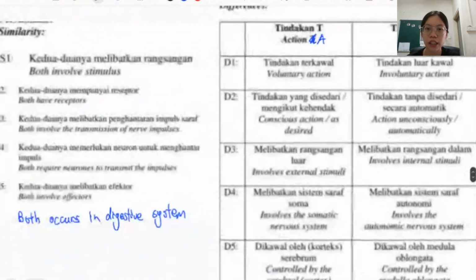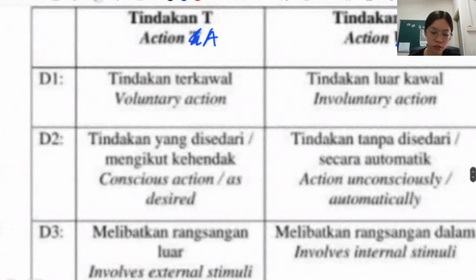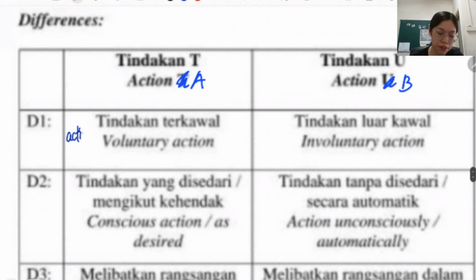I'm not going to mention it again. For differences, I know the answer scheme straight out mentions the point, but it is highly encouraged to write in full sentences. Action A is a voluntary action. Action B is an involuntary action. I know I always present the answers here until you get used to the way they write out the points, but you as a student must, because you are the one sitting for the exam, so you must write it in a full sentence.